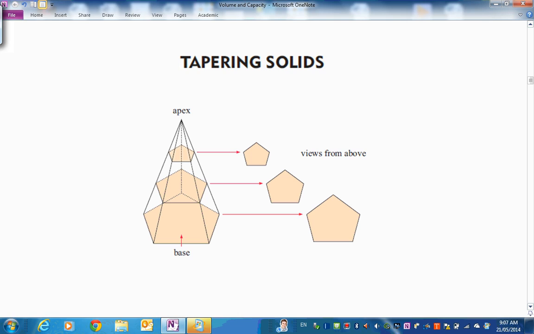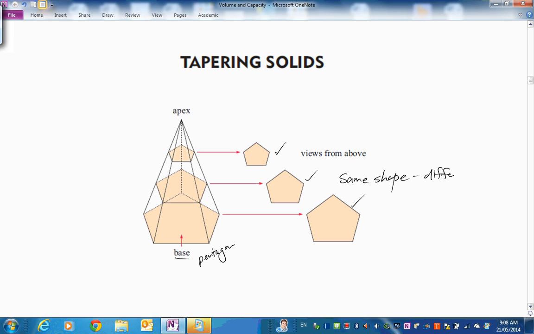Okay, let's go down and have a look and see about the others though. What about if you've got something like this? There's pentagonal here. The base is a pentagon, and the thing is a tapering solid. It tapers up. Now all of these are the same shape but different sizes, and so they are connected to each other by a process called enlargement in maths. One is the enlargement of the other. Same shape but different sizes.